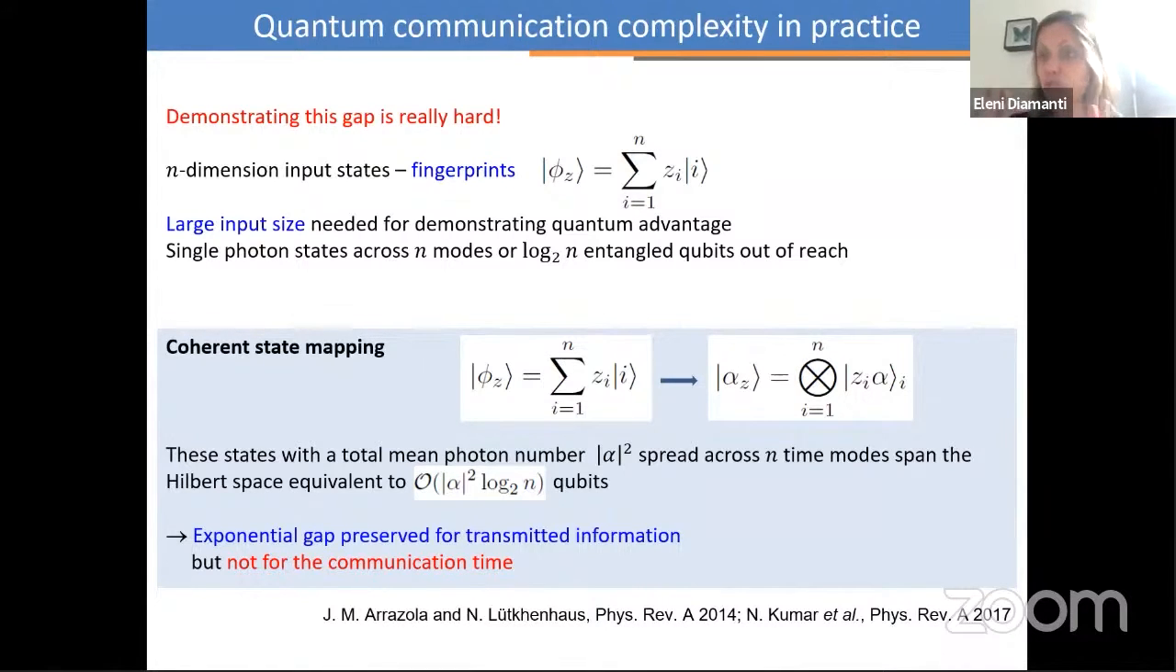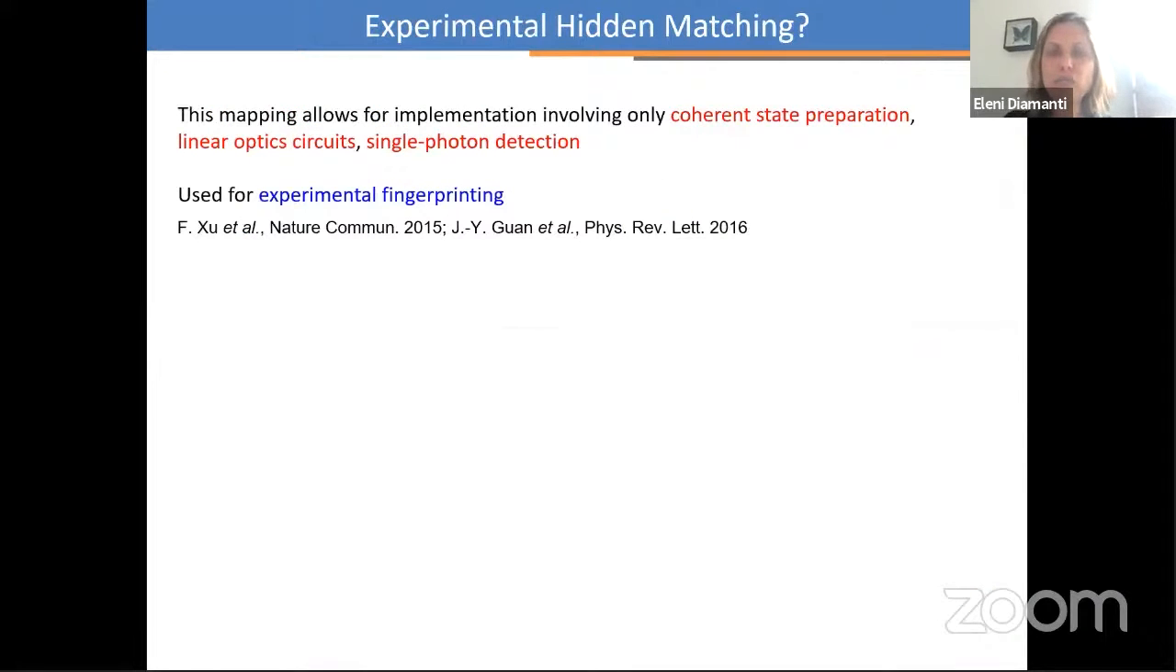And so you preserve this exponential gap in this case. By doing this, you open the door to implementations that involve what? An experimental platform where you can use coherent states, linear optical circuits, simply for transferring and manipulating your photons, your coherent states, and single photon detection. As soon as this platform was proposed, it was used quite quickly for experimental fingerprinting, quantum fingerprinting.